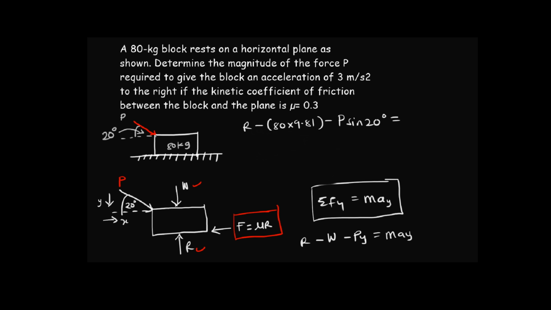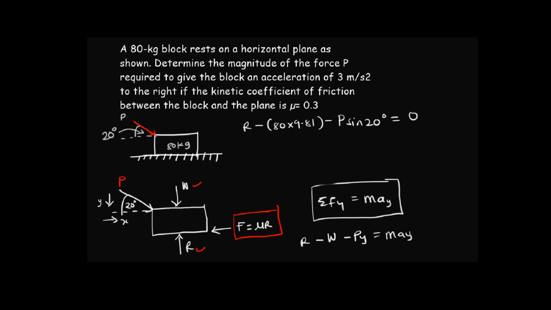We know the mass of the block, but there's no acceleration in the vertical direction, which means that the body is not moving upwards or downwards. It is rather moving horizontally. So there's no motion vertically. So in that case, acceleration will be 0. So the mass 80 times acceleration 0 will make that side equal to 0. So I'll write 0 here.